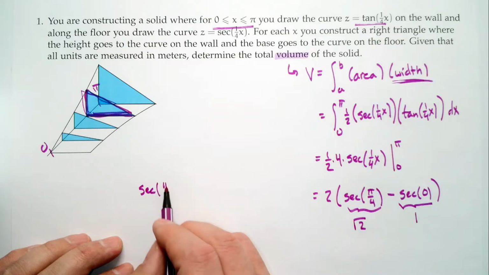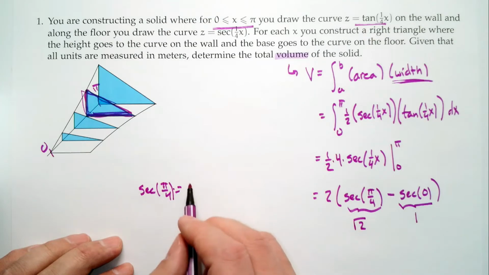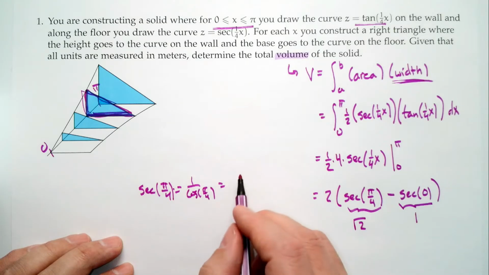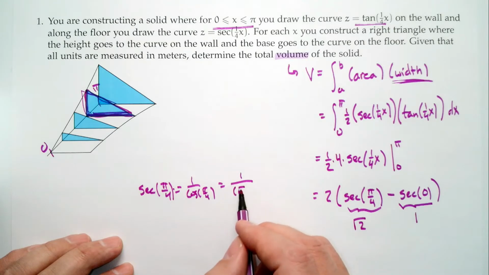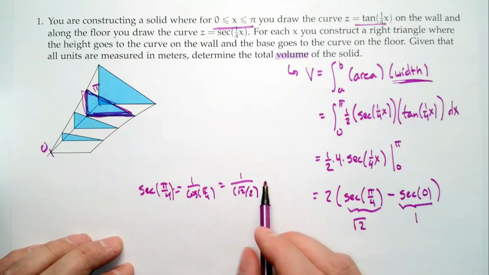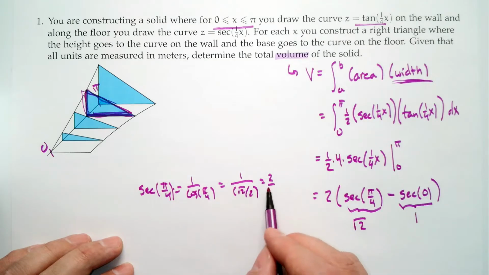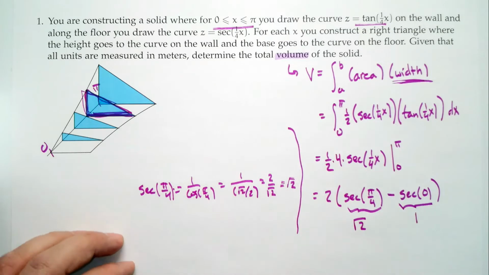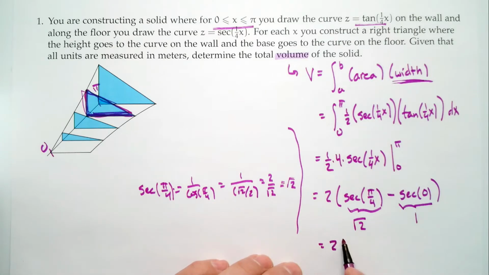Now, in case you're a little cautious here, secant of pi fourths is the same as saying 1 over cosine of pi fourths. And cosine of pi fourths is a little bit more familiar. That's 1 over, and a lot of people think of it as square root of 2 over 2. If you flip it, that's 2 over root 2. And then if you rationalize it, you end up with square root of 2. Or you can just memorize it. All right, so we end up with 2 times square root of 2 minus 1.